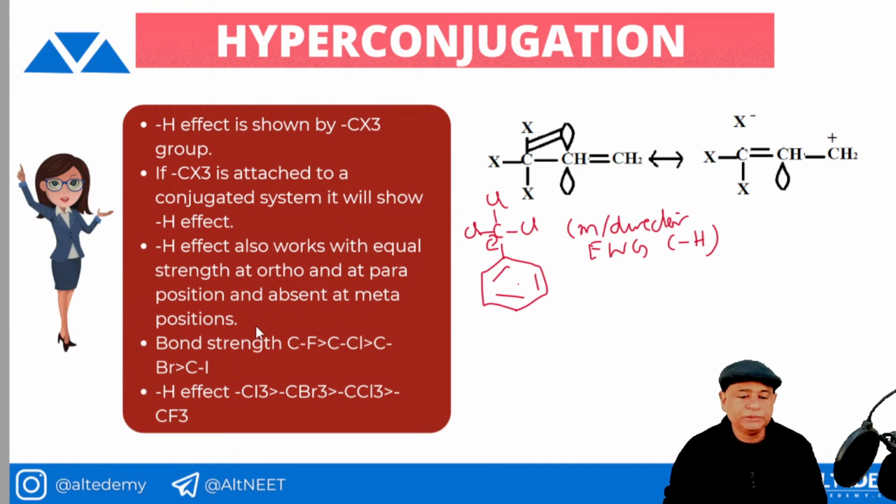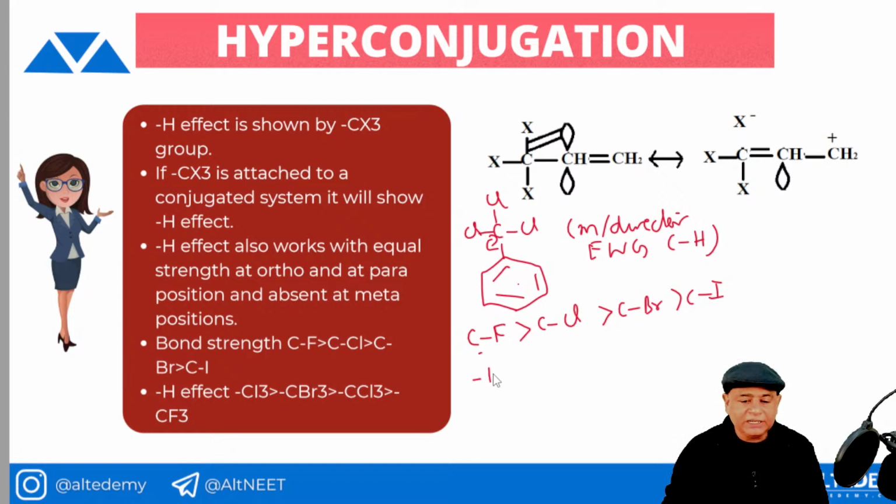and absent at meta position. Look here, bond strength, as we know, we have CF bond greater than CCl bond, greater than CBr bond, and greater than CI bond. We have the bond strength. Why is the bond strength like that? Because of the size. CF size is small, like this.